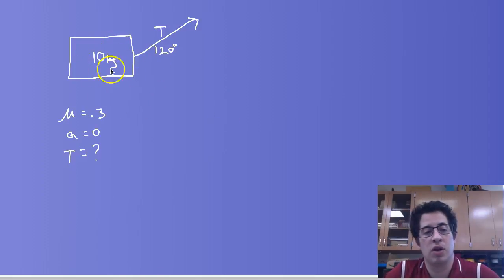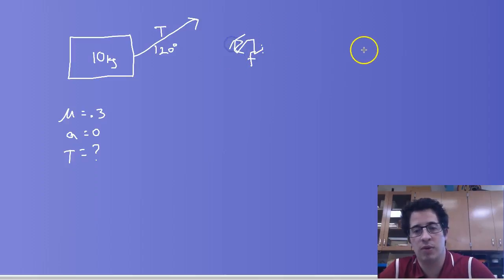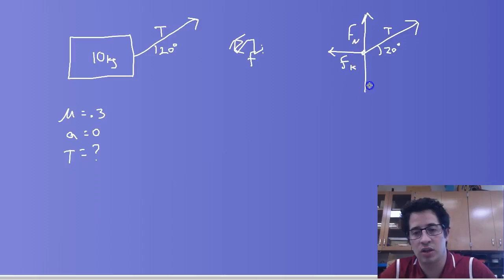We have this block that we're pulling at an angle with some force T, tension, and we're pulling it at a constant speed, so acceleration is 0. So the sum of the forces acting here, well, let's start with the free body diagram. We have tension up here at an angle of 20 degrees. We have a normal force. We have friction, which would be kinetic friction in this case, and then we have the weight.